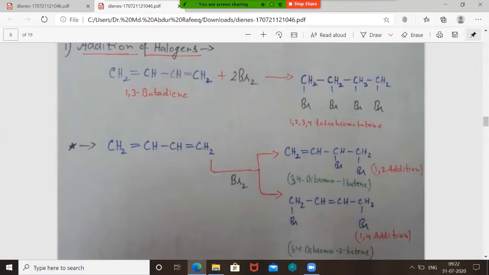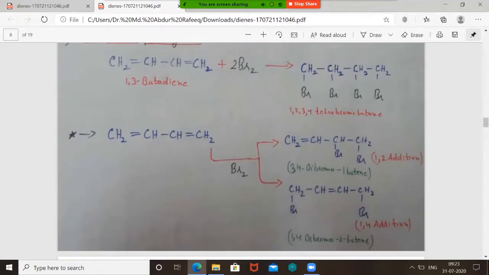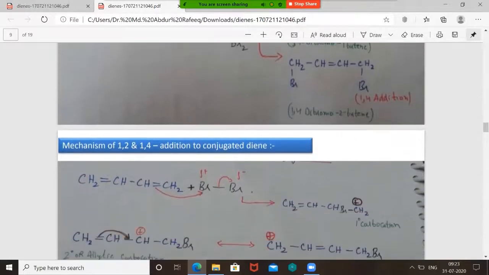But when bromine is not in excess, bromine is added on the 1, 2 carbon, or it is added on the 1, 4 carbon. So there are two types of additions, 1, 2 addition and 1, 4 addition. This is important here. We want to show 1, 4 addition and 1, 2 addition. Addition takes place at the 1 and 2 carbon, or the 1 and 4 carbon. What happens here?